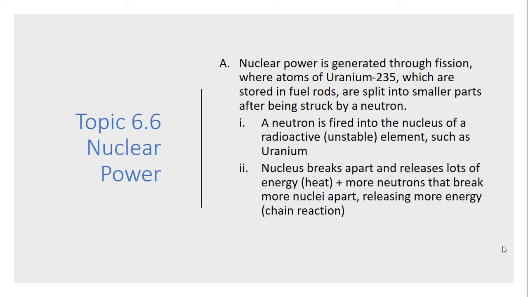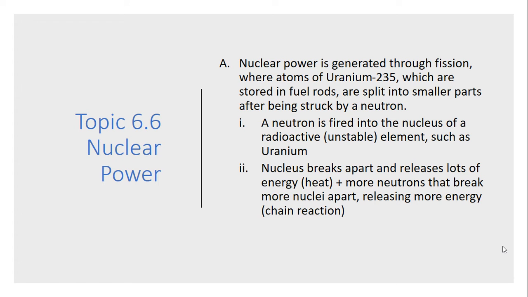Now, what is nuclear power and how do we generate electricity through it? We use a process known as nuclear fission. Atoms of uranium 235 are typically stored in a fuel rod in a nuclear power plant. We bombard the uranium 235 in order to split that atom into much smaller parts after being struck by a neutron. When the neutron is fired at the nucleus of that radioactive element, it splits and releases lots and lots of energy, usually in the form of heat.